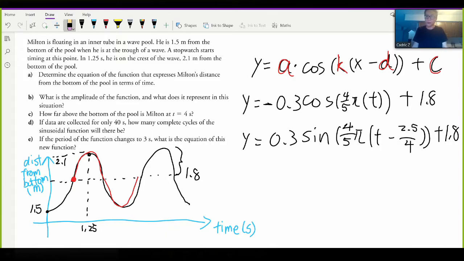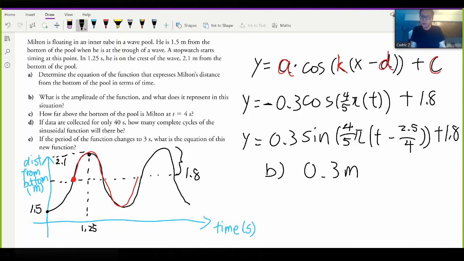Okay, so that's the first part, part A. Then part B essentially is asking what the amplitude is and what it represents. It's basically how tall the wave is from the midpoint. So the amplitude is clearly 0.3 meters, if you want to give it a unit of measure, and it represents how tall the wave goes from the axis of the equation.